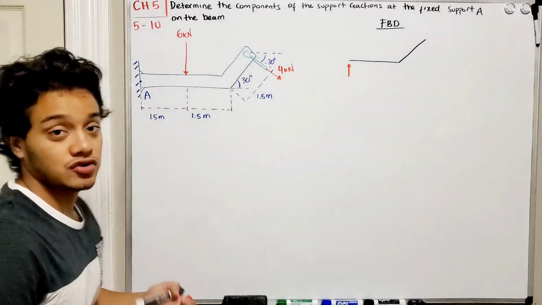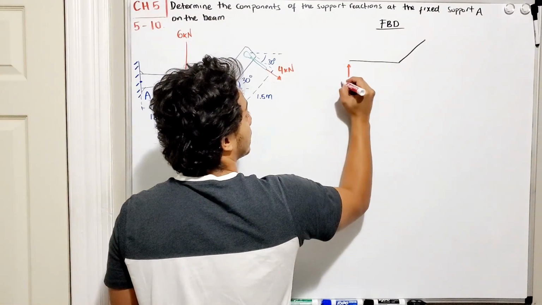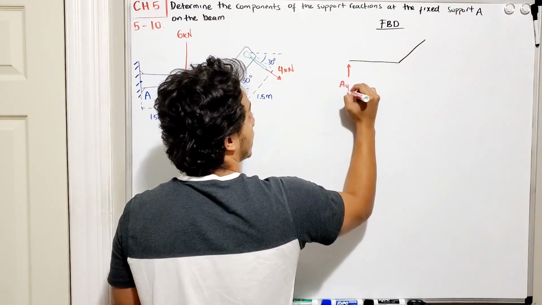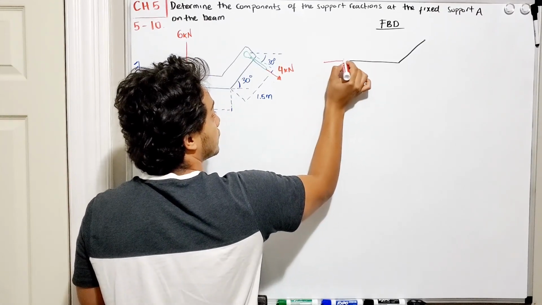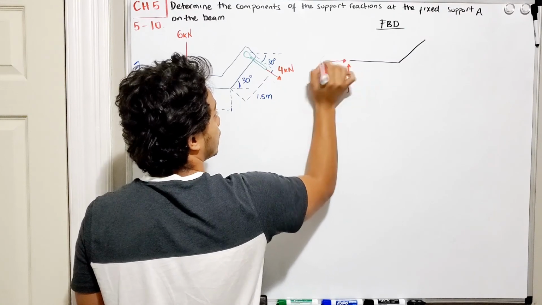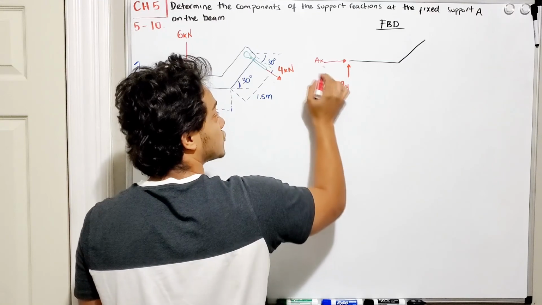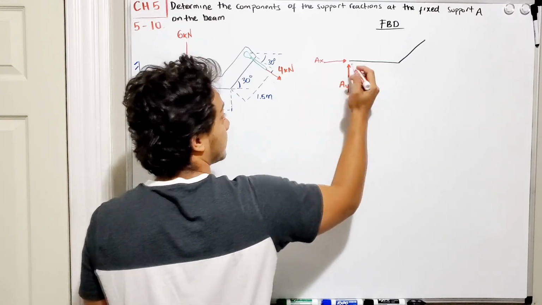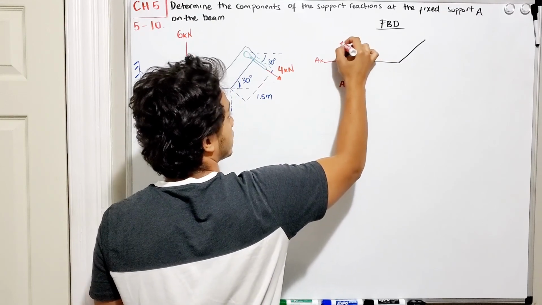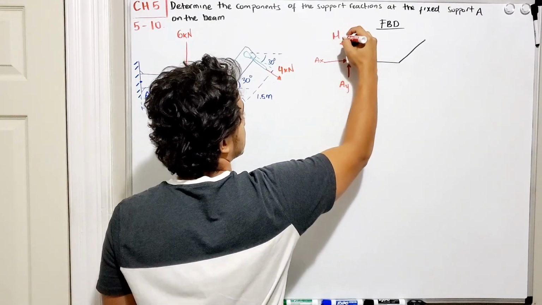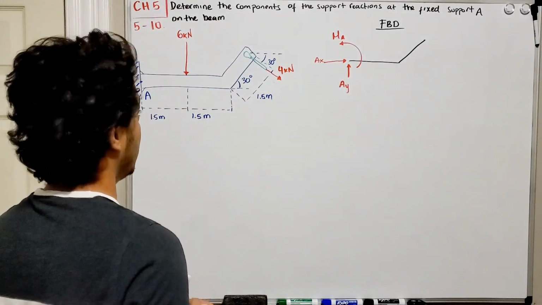What are the directions? I don't know yet, but I usually tend to assume that my forces, for example, my A in the Y direction is positive, so it's going up. Same for my force reaction of A with respect to the X direction. I tend to assume that it's going to the right. Now, about the moment, I also tend to assume it's positive, so it's going counterclockwise. So this is my moment that my support A is producing, okay?